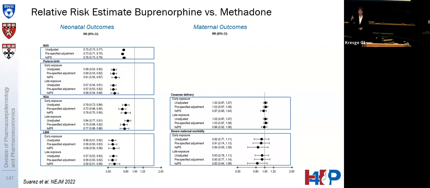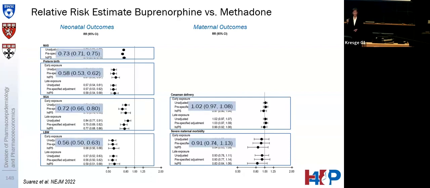The first thing I wanted you to take away from looking at this is that they're all pretty much aligned. Regardless of the exposure window, regardless of the type of adjustment, they're all pretty much consistent. So I'm just going to focus on early pregnancy exposure and then the propensity score adjusted. What you see when you focus on the neonatal outcomes is that there's a protective effect for buprenorphine with relative risks around 0.6, 0.7. Looking at the maternal outcomes, in essence, we have null findings with a relative risk of 1.02 for cesarean delivery and 0.91 for severe maternal morbidity.